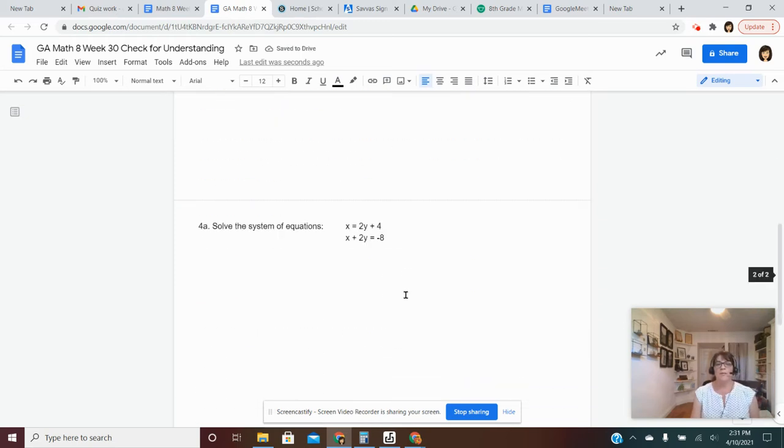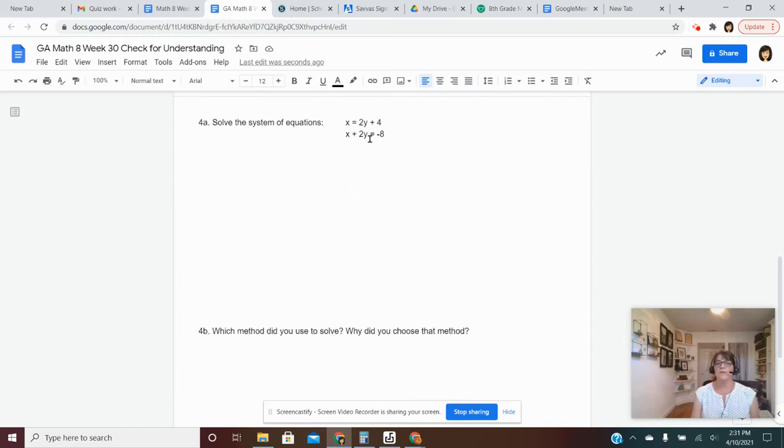If I keep going down, here's another one that some people struggled with. It asked us to solve a system of equations: x equals 2y plus 4 and x plus 2y equals -8.